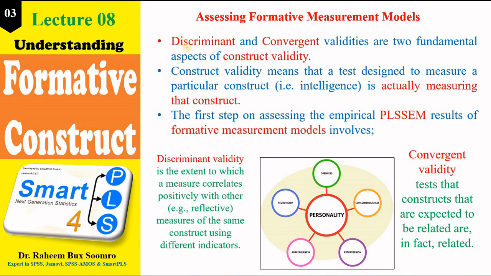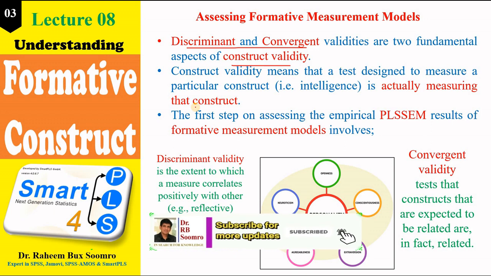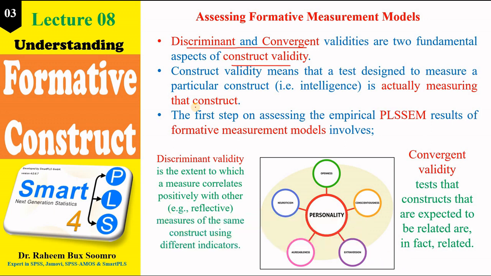How to assess it? Discriminant and convergent validity are the two fundamental components of validity. Construct validity means that a test designed to measure a particular construct, like intelligence, is actually measuring that construct, and not something else. So here we are talking only about validity, and not reliability, because reliability is not applicable in the case of the formative measurement model. That's why we have to depend only on validity tools. There are two measures: discriminant validity and convergent validity.